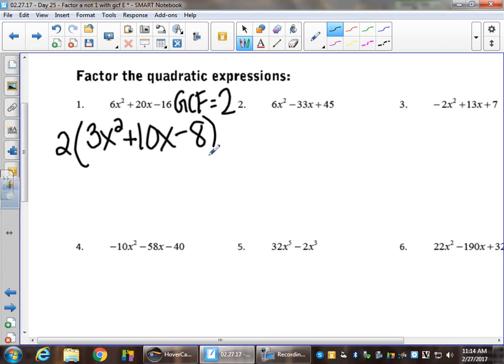Minus 8. We're just dividing each of these terms by 2 to figure out what's left over. Can we factor this inside part? Yes. What are my factors of A? Factors of 3. 1 and 3. What are my factors of C? 2 and 4. 1 and 8.